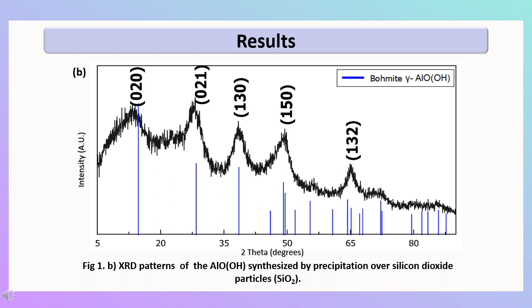In figure 1b, we observe the diffraction pattern corresponding to the powder obtained by precipitation over silicon dioxide particles. We can observe the diffraction peaks characteristic of the gamma boehmite phase. By using the silicon particles as nuclei, we have great control over the process. In addition, the boehmite is directly transformed to aluminum oxide.